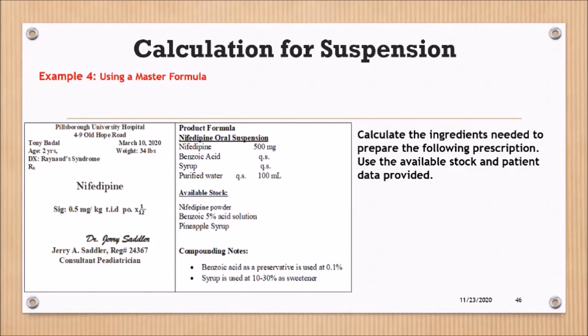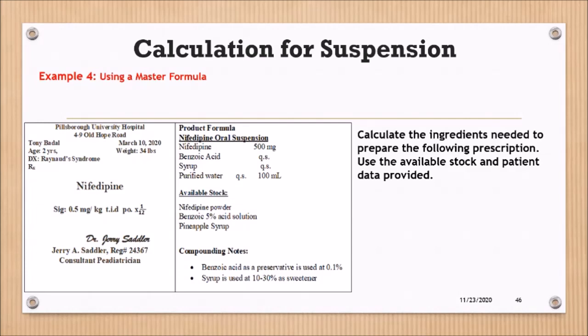We have the available stock items. Of course, you're going to have purified water as one of the stock. And we have compounding notes. This is what we're speaking about in terms of compounding notes: the amount of preservative you need, the concentration, and the syrup at what concentration you'll choose, because the benzoic acid and syrup has QS, meaning that you're going to add a sufficient amount. But you as the compounder will know what that sufficient amount is.